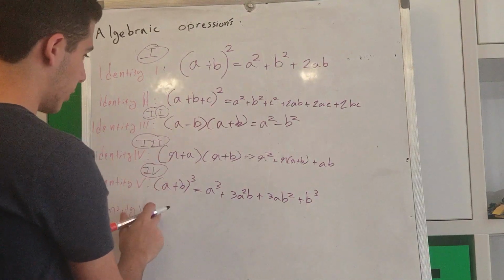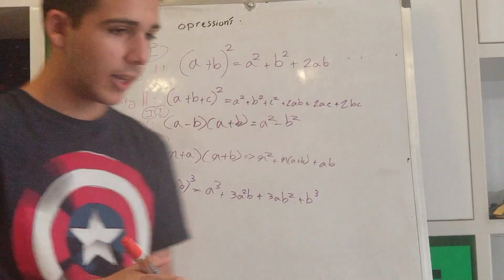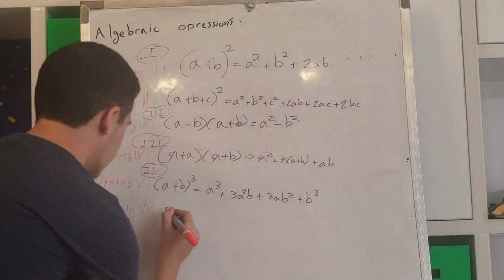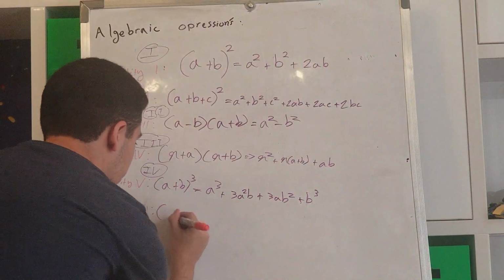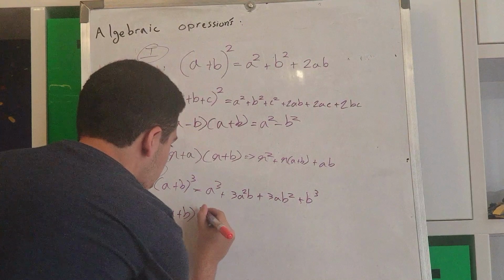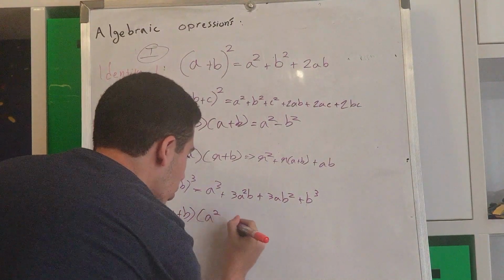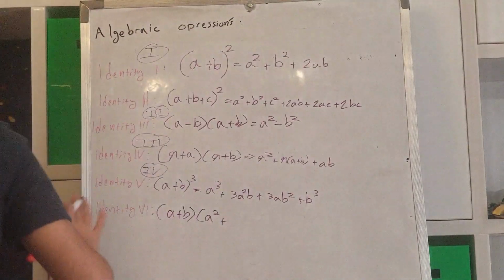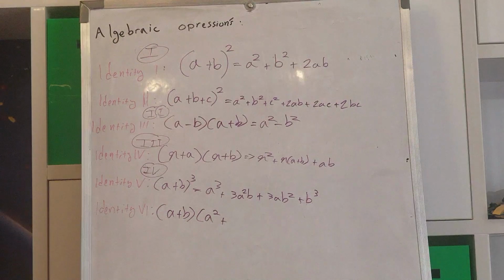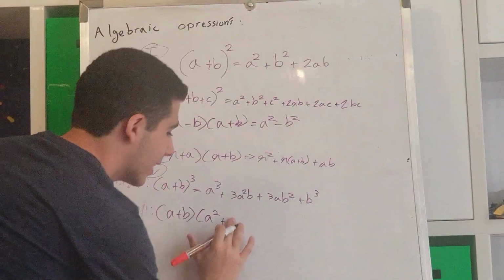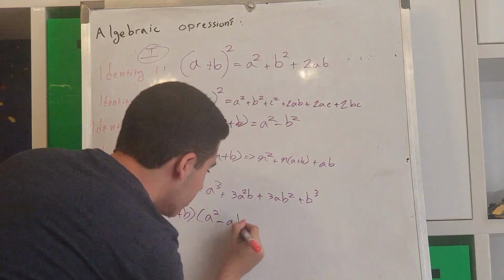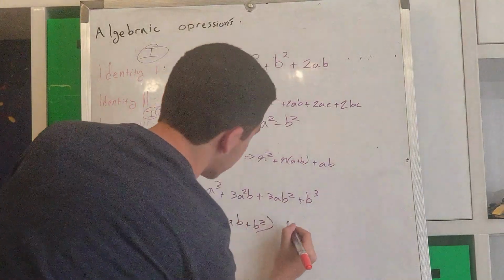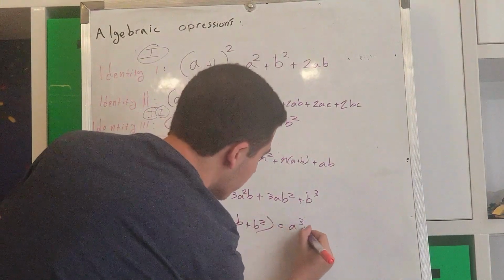And this one is the funniest part. How is that? So this is how we write this: a plus b and a squared plus, I think it's 2ab. Wait, pause. No, sorry. It's minus ab plus b squared, which eventually equals a cubed plus b cubed.